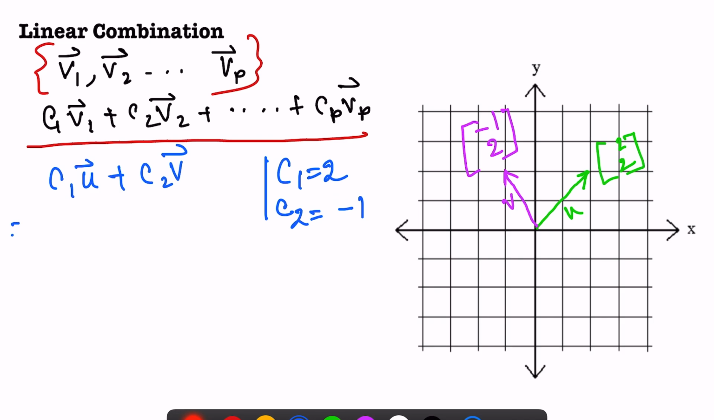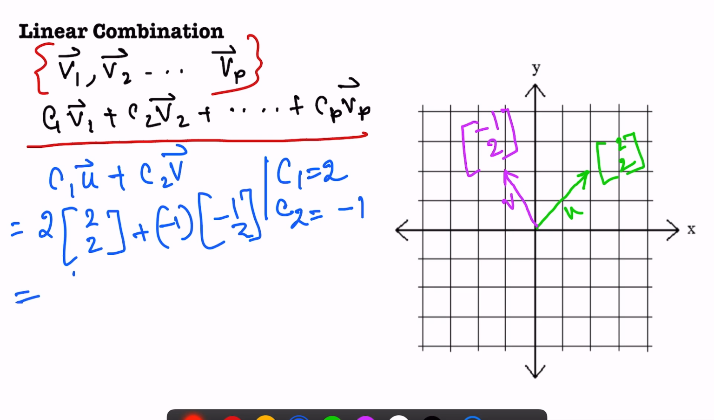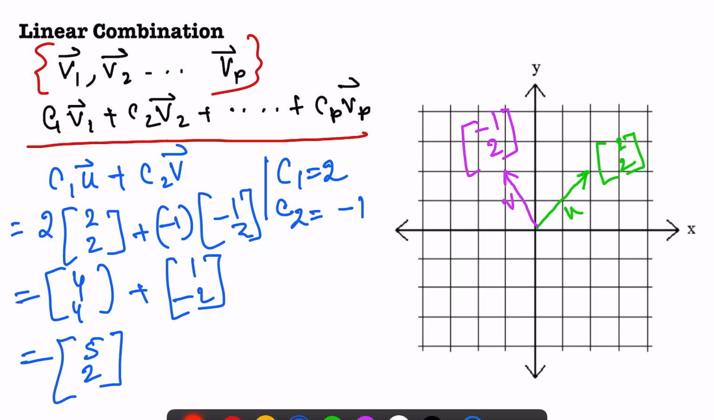So the linear combination will be 2 times (2, 2) plus -1 times (-1, 2). That is (4, 4) plus (1, -2), which is (5, 2). Let's try to draw this in this xy plane. We are scaling the first vector 2 times. So this is our scaled first vector.